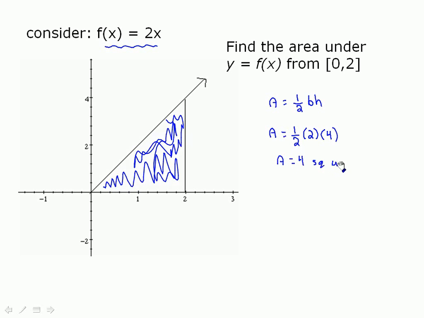Now if we generalize a little bit, we might say something like this, that the area, as a function of x, is equal to 1/2 times the x value, so in this case x is 2, multiplied by f of x. Because the y value will always be f of x for all of these. So that will work.